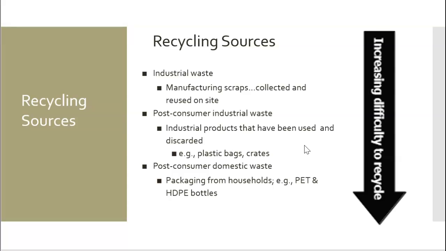So where do they get plastics for recycling? Well, the first step is really from industrial sources: manufacturing scraps that are collected and used on site, post-consumer industrial waste. That means after the consumer uses it, industrial products that have been used and discarded, like plastic bags and crates. And then you have post-consumer domestic waste, so that's packaging. That's harder to recycle, because it has to be collected and separated, and you never know if the public has actually separated this stuff correctly in their recycling bins. So it's a challenge, but it's something that we've been rising up to meet. It becomes increasingly difficult as it gets closer to consumer hands.